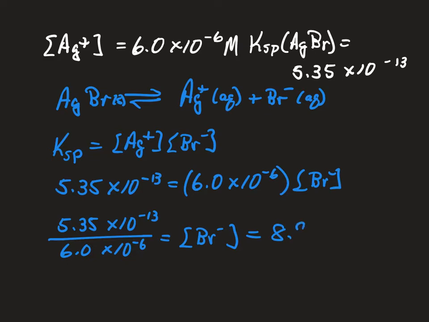which is about 8.917 times 10 to the minus 8 molar. So when we get to 8.917 times 10 to the minus 8th molar, our silver ions will begin to precipitate.